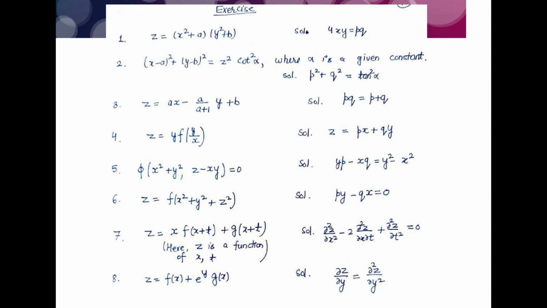Try these numerical problems and formulate the partial differential equation. I have written the solution of all these problems so that you can cross-check your calculations.